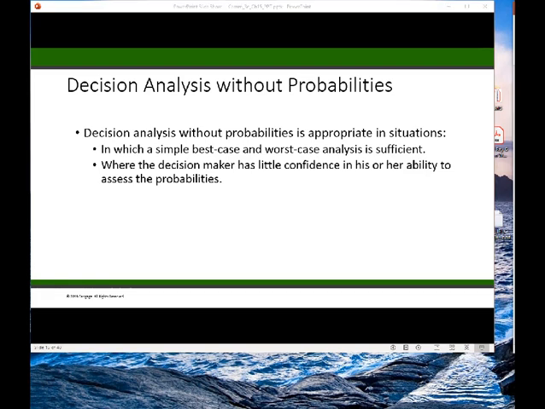One is the optimistic approach, and that evaluates each decision alternative in terms of the best payoff that can occur. So in other words, we go to the best possible state of nature, and then we look at the best payoff in that particular state. The decision alternative that is recommended is the one that provides the best possible payoff.